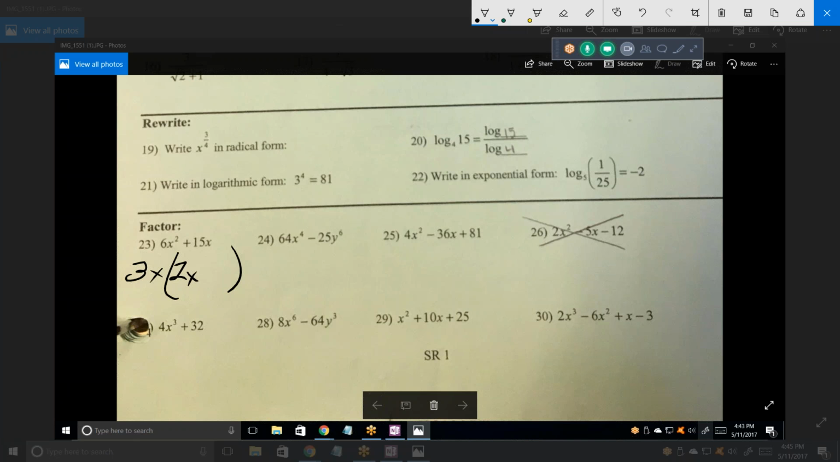What you should always be doing on these problems is checking. In other words, once I've written 2x, does that produce that term? Yes, it does. When I multiply these two back together, I get 6x squared. That's what you always want to be doing. What's the second term? Plus 5. And again, 5 times 3x gives you that term.